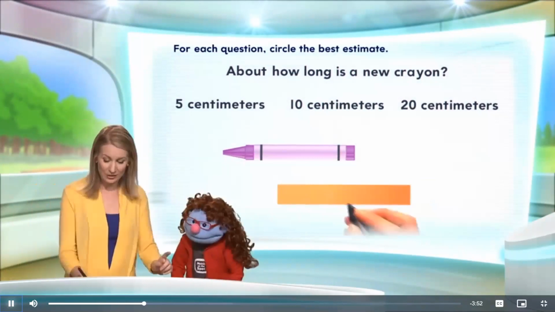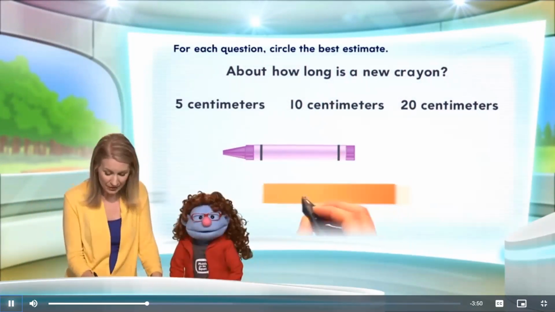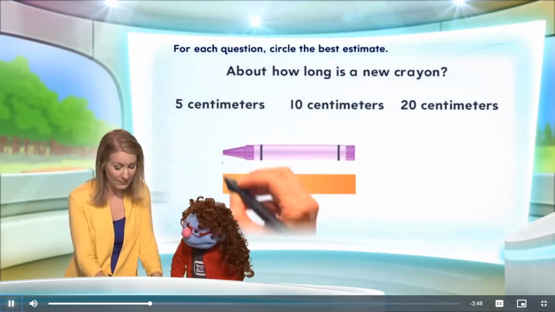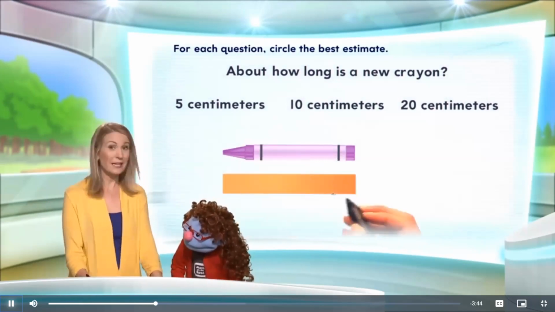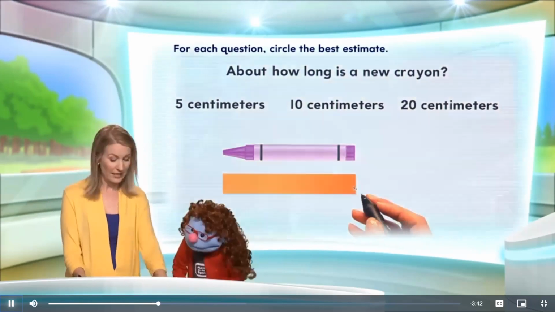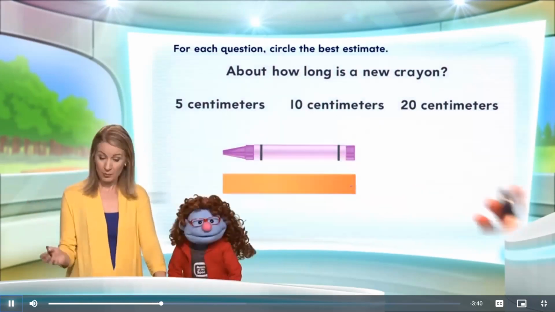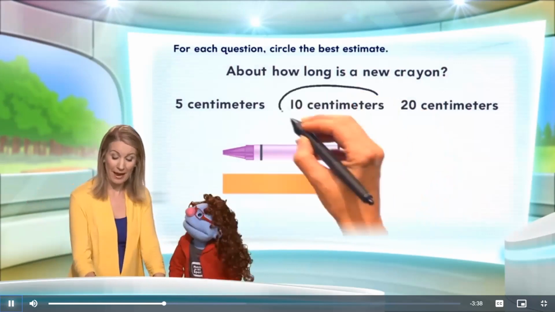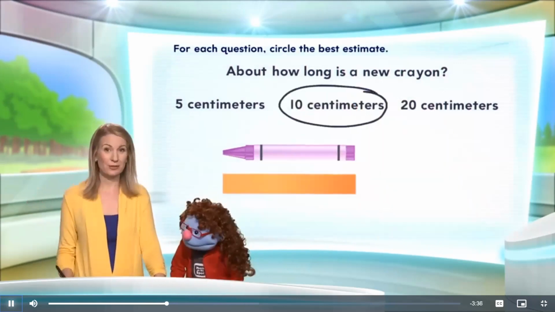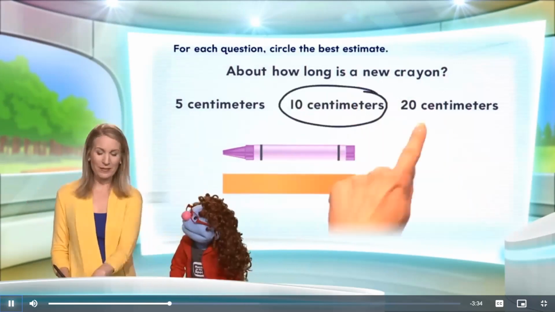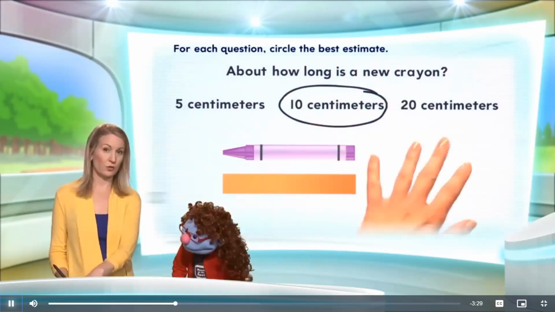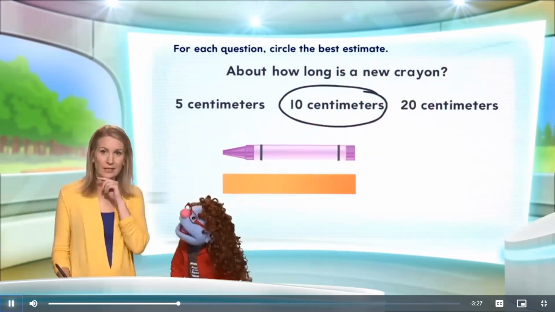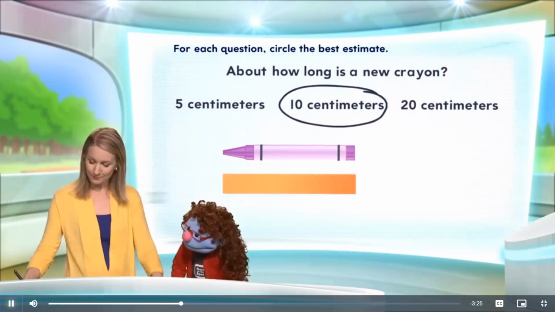Okay, so let's compare this to the crayon. I'm going to line up the left sides here. You can see it is about 10 centimeters long. So I'm just going to say pretty confidently that the crayon is about 10 centimeters long. But let's also talk about these other options and try to see why it can't be 5 centimeters or 20 centimeters.